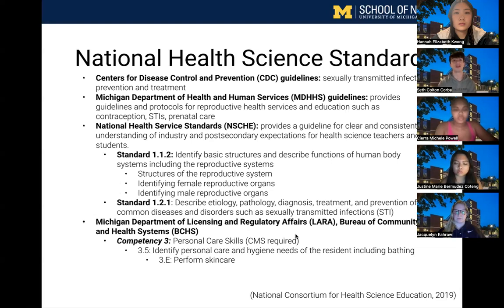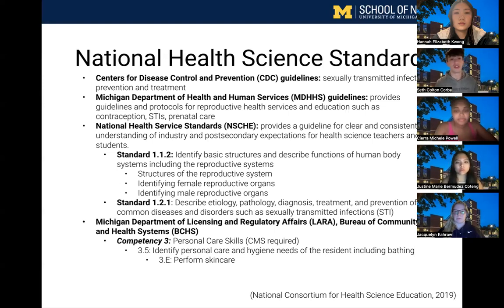National health science standards related to the reproductive system include Centers for Disease Control and Prevention guidelines on sexually transmitted infections, prevention, and treatment, and Michigan Department of Health and Human Services, otherwise known as MDHHS, guidelines, which provide guidelines and protocols for reproductive health services and education, such as contraceptives, STIs, and prenatal care.